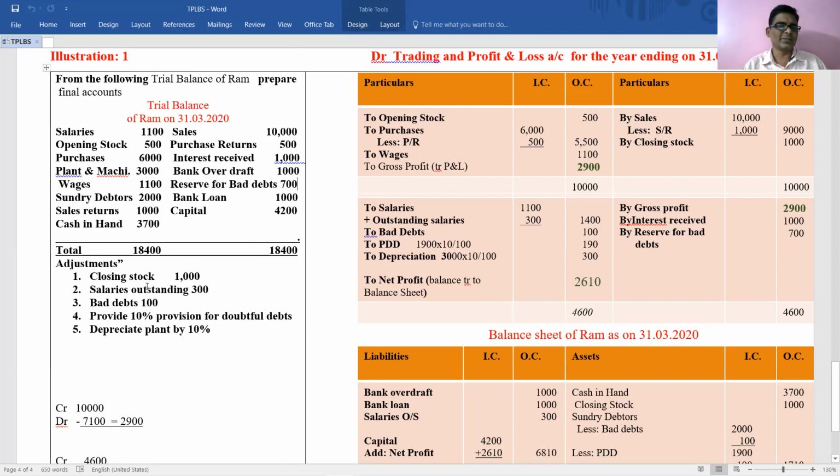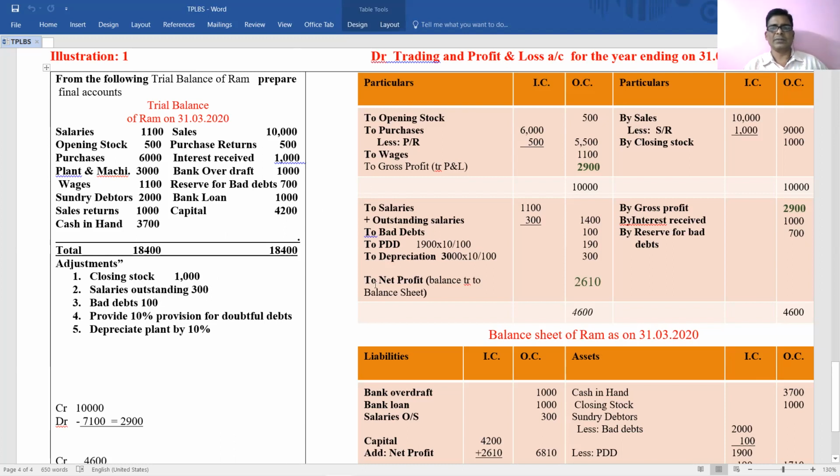Next, every adjustment comes twice. Closing stock is TC and A. Salaries outstanding is PD plus and L. Bad debts is PD and D minus from debtors. Provide 10% for doubtful debts is simply PD and minus from debtors. Depreciation is PD and minus from fixed assets.